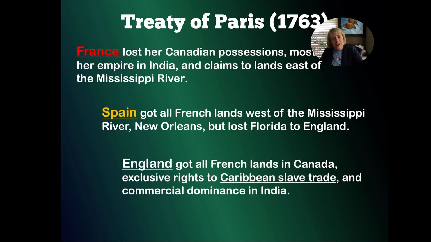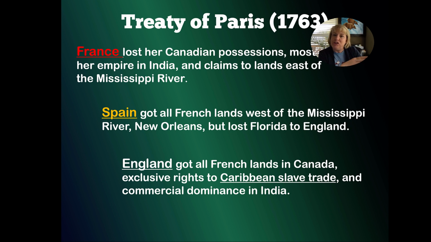And finally, England got all of the French lands in Canada, and here's a big one. They got exclusive rights to the Caribbean slave trade. Now think back to the Second Imperial War, Queen Anne's War. In the Peace of Utrecht, they got the asiento. They got the monopoly of the slave trade coming into South America. Now that's a 30-year period that leads right up to this time period we're at right now.